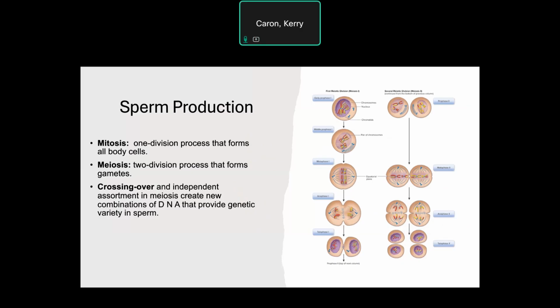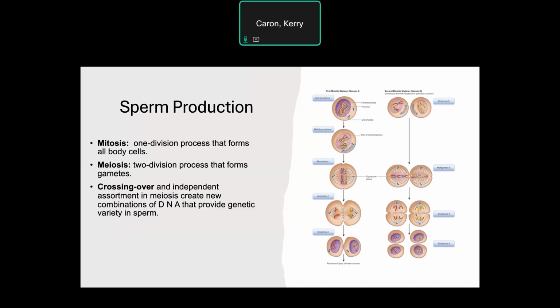Okay, I mentioned that we were going to talk about what happens at the cellular level. Well, we know that mitosis is cell division, and it's a one-division process that forms all body cells. At the end of mitosis, we get two of the same exact cells. In meiosis, it's a two-division process, and the end result is not two identical cells. The end result is gametes, sex cells.